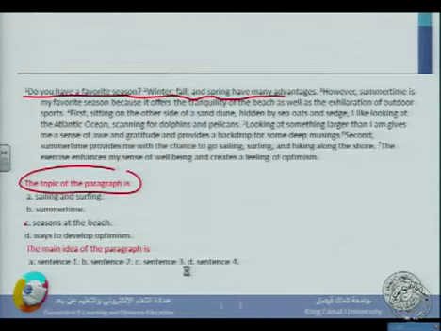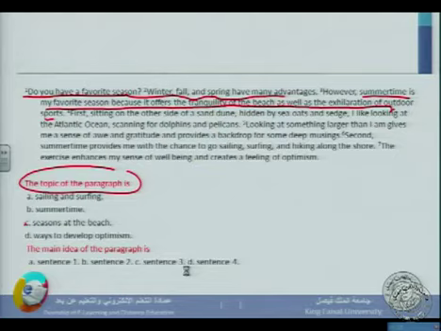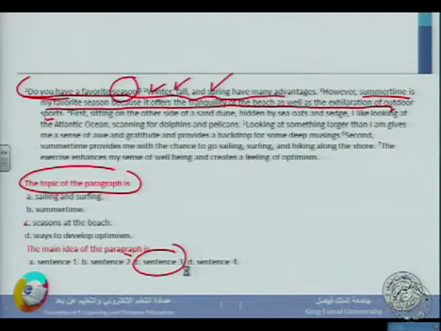And what is the main idea of the paragraph? The main idea of this paragraph is: summer is my favorite season because it offers the tranquility of the beach as well as the exhilaration of outdoor sports. Notice that the main idea is in the third sentence. The topic in general we found in the first sentence, which was talking about the seasons, like winter, fall, spring, which is autumn, and summertime, which is summer.